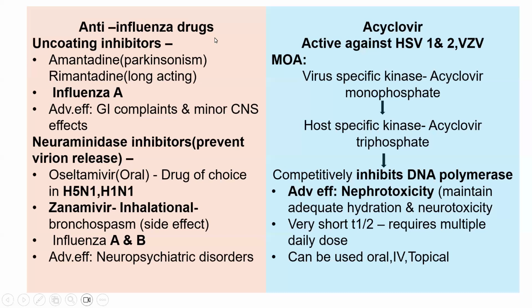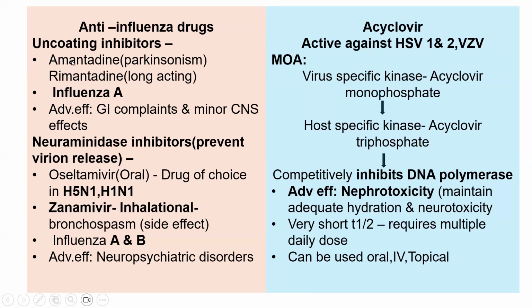So coming to anti-influenza drugs, uncoating inhibitors, amantadine, rimantadine, are mainly active against influenza A. GI complaints are common. Okay, so this is about amantadine, rimantadine. Amantadine has another use in Parkinsonism; rimantadine is a longer acting drug. Neuraminidase inhibitors prevent virion release. The drugs are oseltamivir, drug of choice for H5N1 and H1N1. Zanamivir we can use via the inhalational route, and we can use it in both influenza A and B. Okay, so this they have once asked in short notes.